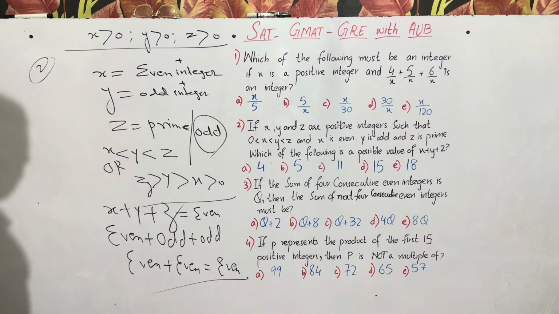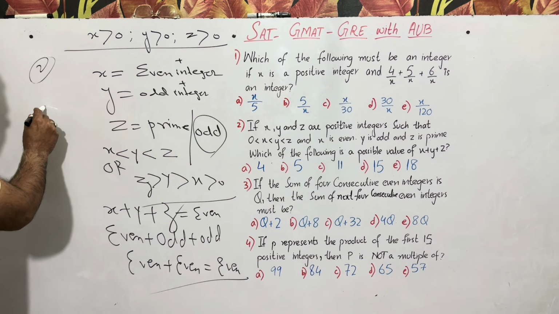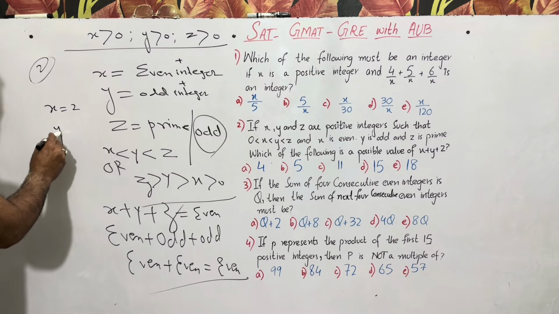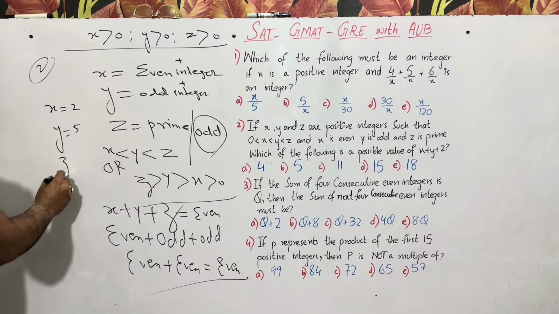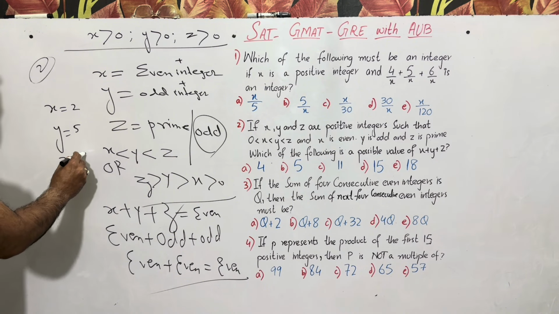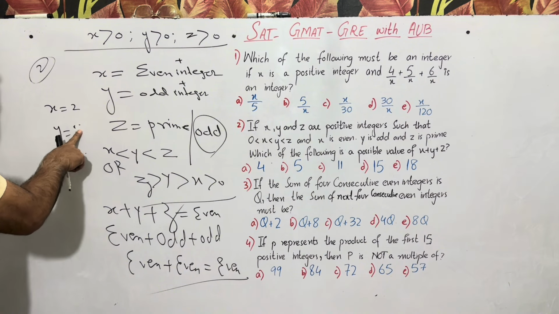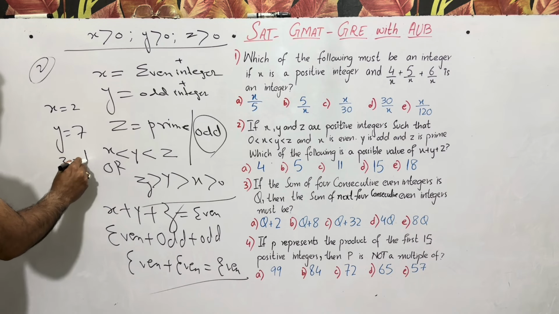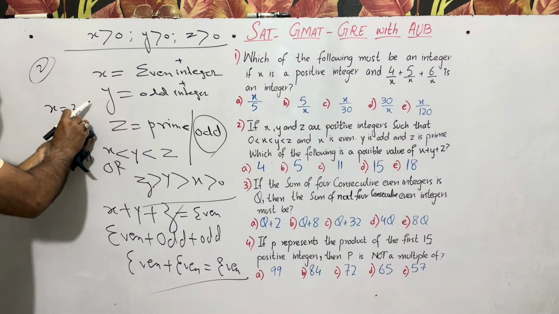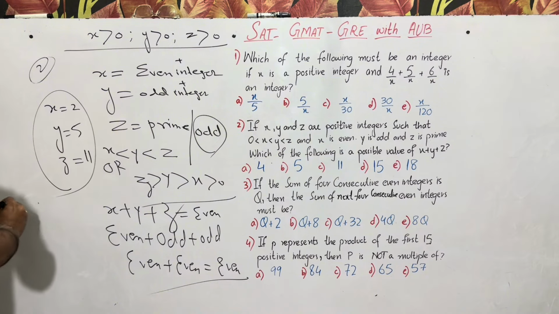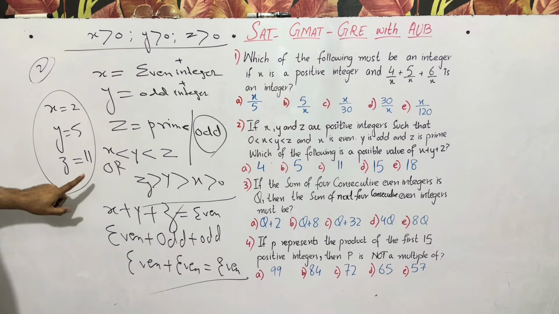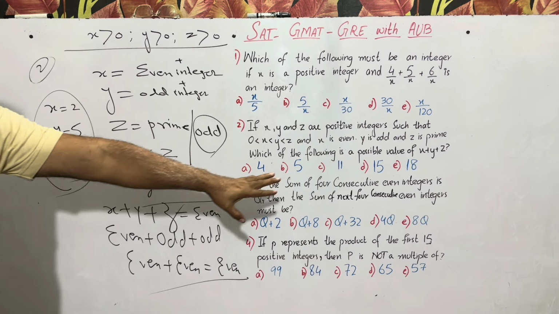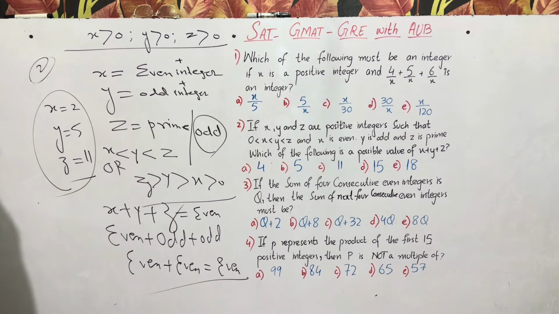Taking particular values, x might be 2, y 5, and z might be 7 or 11. Okay, let me take it 11. Look at this: x is even, y is odd, z is prime as well as odd. Add them up, they add up to 18. So E is the right option.